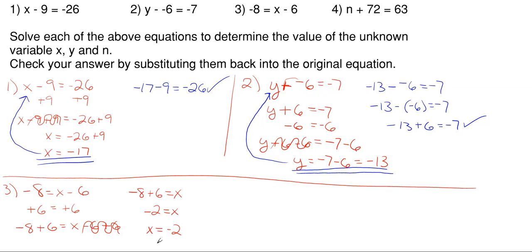And what we're going to do is we're going to take that minus 2 for x and plug it back into our original equation to make sure that we do get minus 8. So we have minus 2, minus 6, and that does in fact equal a minus 8. So because that equals the minus 8, I know that my answer of x equals negative 2 is the correct one.